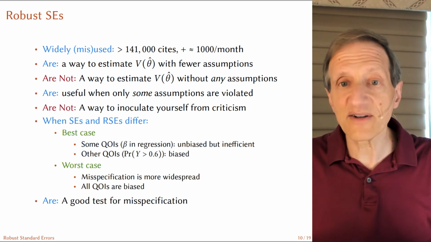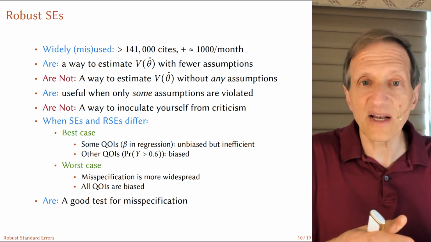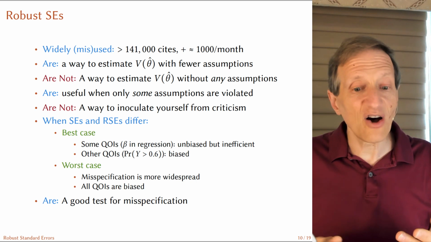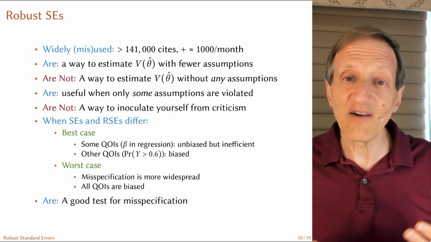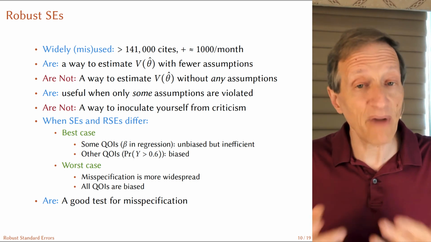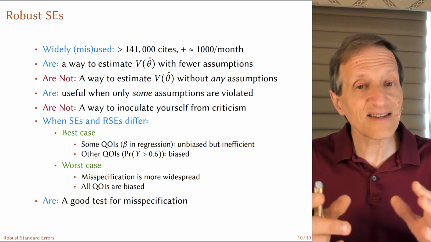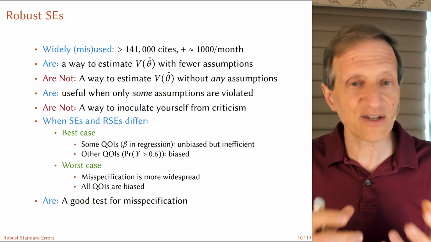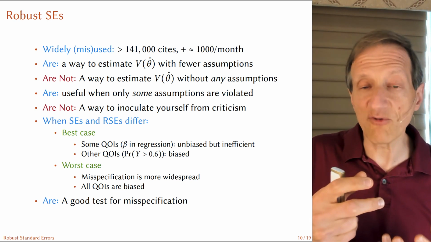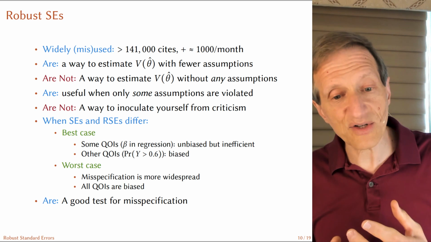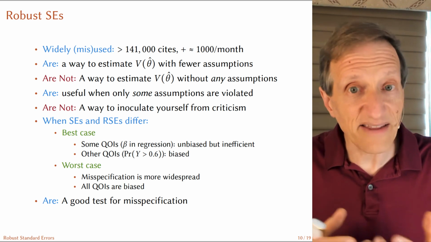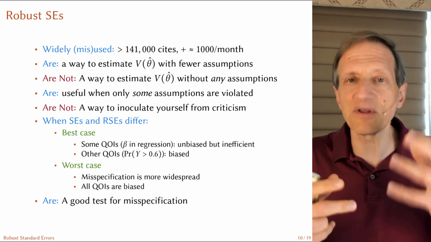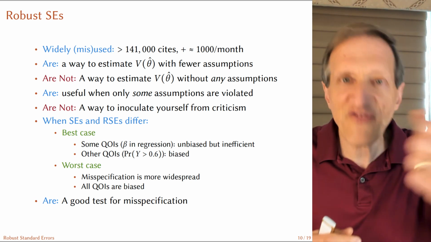In the worst case, misspecification is more widespread, and all quantities of interest are biased, and the variance covariance matrix is misestimated in a classical way and in the robust way. Robust standard errors, thus, are a pretty good test of at least some types of model misspecification. It's not exactly clear which type of misspecification, but if you can detect that there's a big difference between the robust standard errors and the classical standard errors, and there is in your data, then that's an indication that something's wrong with the model you specified, and that fact is really useful.